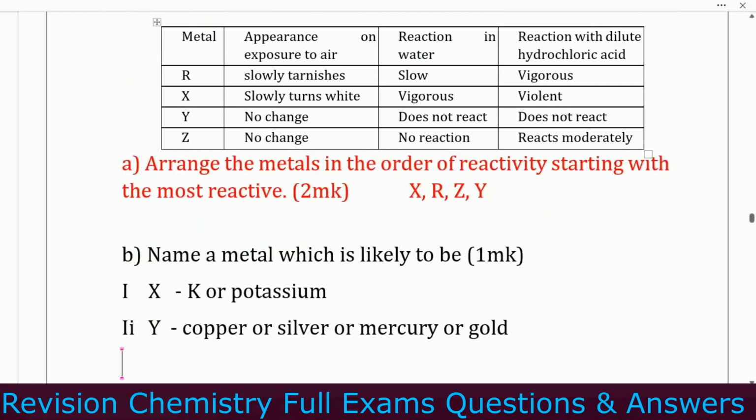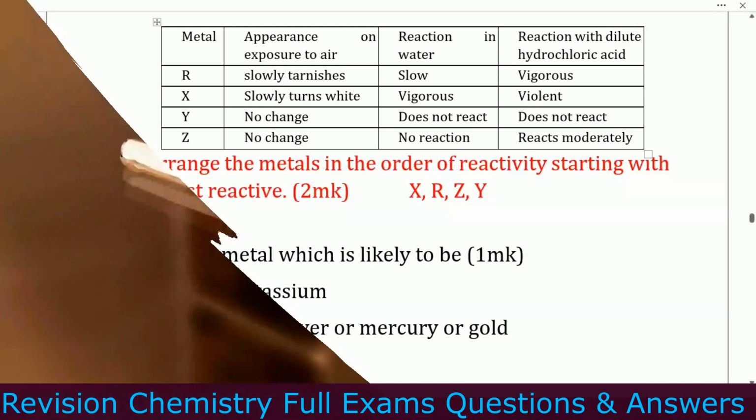Name a metal which is likely to be X. Can you see X? That one can be potassium. Y, which metal can be Y? No reaction at all. That one is copper or silver or mercury.